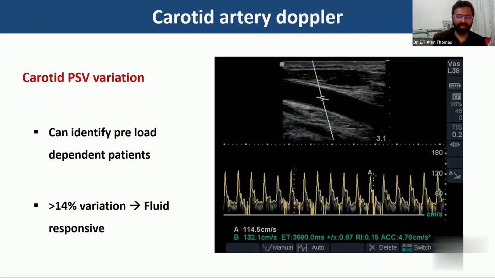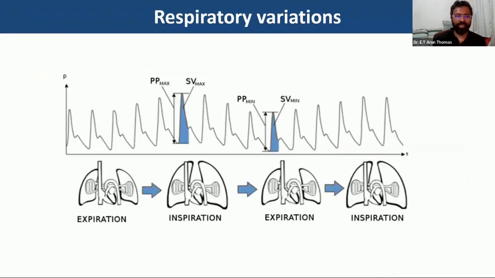And the next simple thing you can check to assess whether the patient requires more fluid during resuscitation is the carotid artery peak systolic velocity variation. The carotid artery is a very superficial artery. Just place a linear probe, the same probe which you use to place the IJV dialysis catheter, over the carotid artery, and place the pulse wave Doppler signal, and you can get the velocity tracing. And what happens during inspiration, the blood will be sucked into the heart.